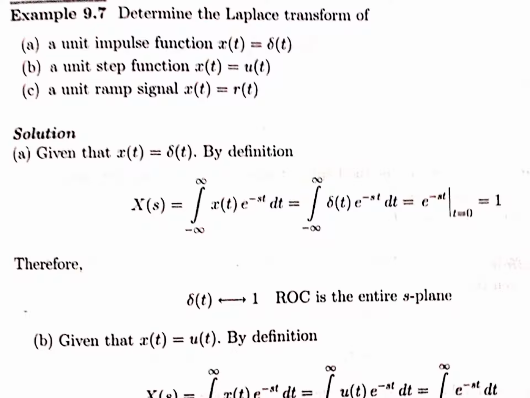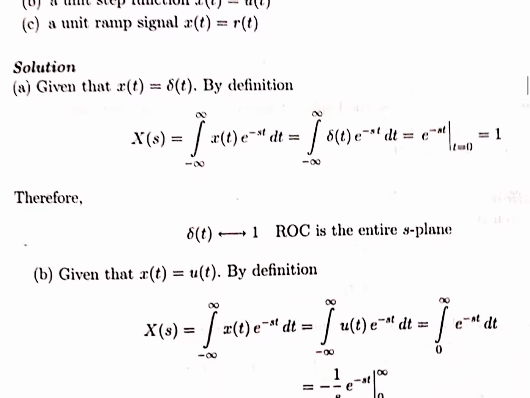Now what will be the ROC? See, X(s) equals 1. It is independent of s, so the ROC will become the entire s-plane. For all values of the real part of s, the ROC exists. In the B part, you have to find the Laplace transform of the u(t) function.